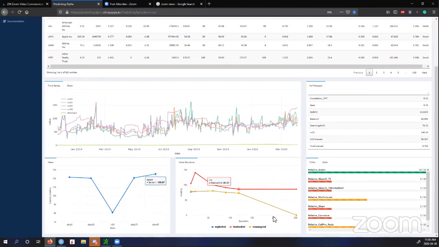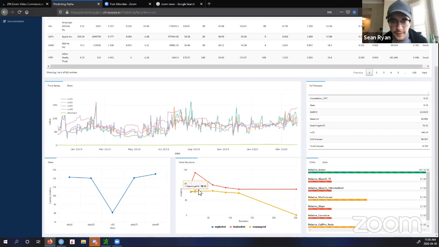Yeah, and I would go a little further out too. I wouldn't be buying the weekly. I'd maybe go one more expiration out, because you're not paying much more in implied. Exactly.